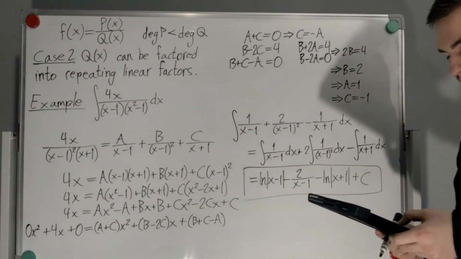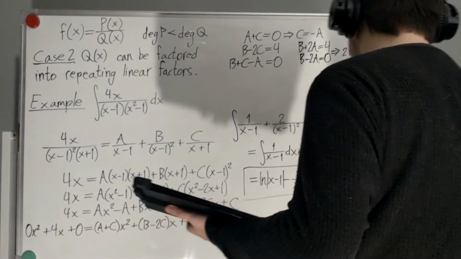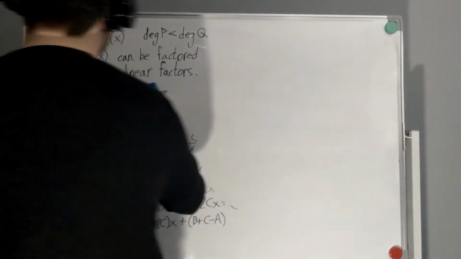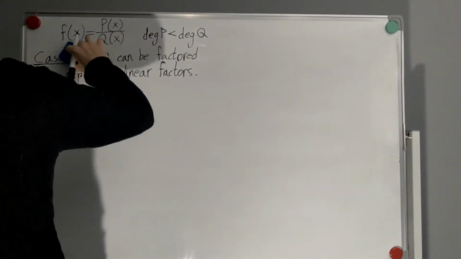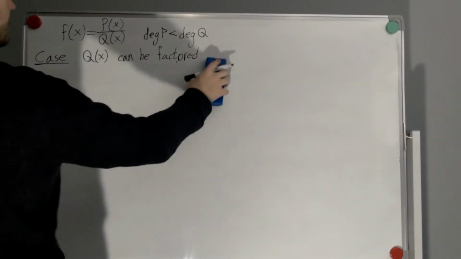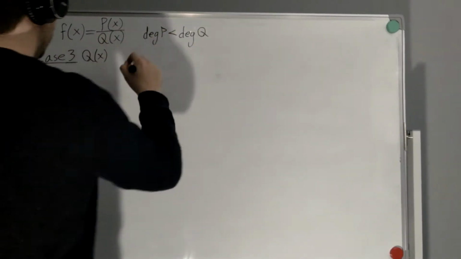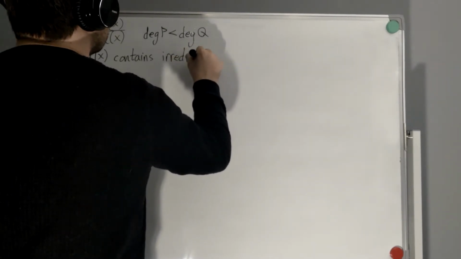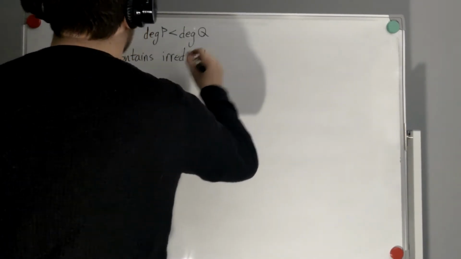Okay. So that's case 2. Now let's also talk about case 3. The final case. So, case 3 is that q of x contains, or is divisible by, irreducible quadratic factors.